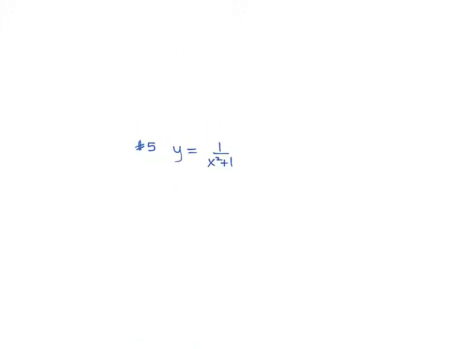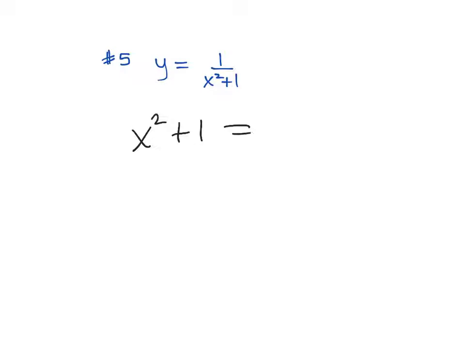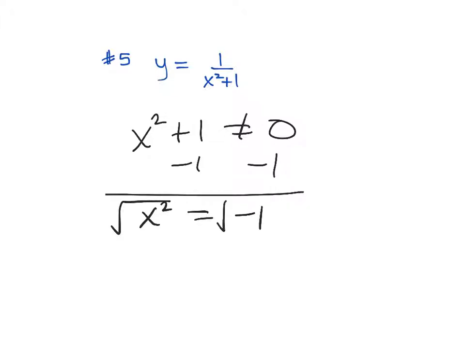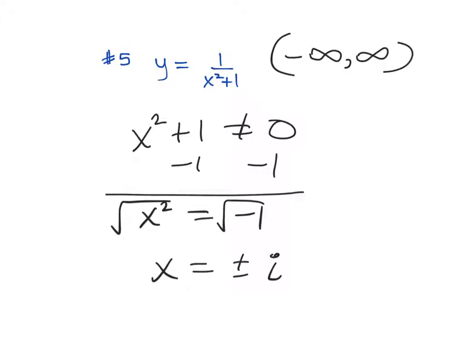Another fraction. Now, we're only testing for numbers to exclude that are real. Watch what happens when I do this one. When I move the 1 over, I get square root x is equal to plus and minus i. I don't care about excluding i's, so my domain here is all real numbers. So if you get an imaginary solution, we don't care about excluding it. It's going to be all real numbers.